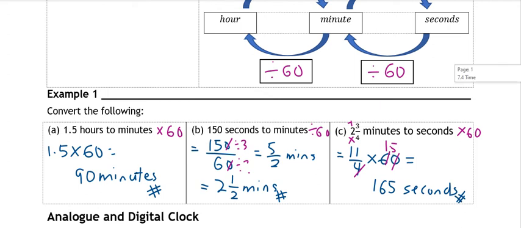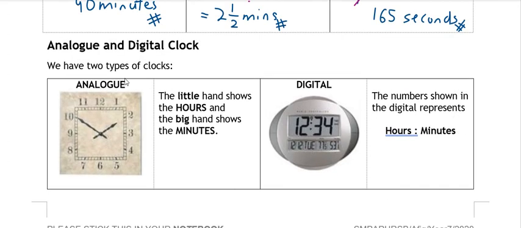Next, we look at the two types of clock that we have. The first one is the analog and the second one is the digital. Students are expected to know how to read the analog clock. The little hand shows the hours and the big hand shows the minutes. Here it is before 2, so the hour is 1 and the minutes show 50. This gives you 1:50. It doesn't matter whether it is AM or PM, as it doesn't show that.